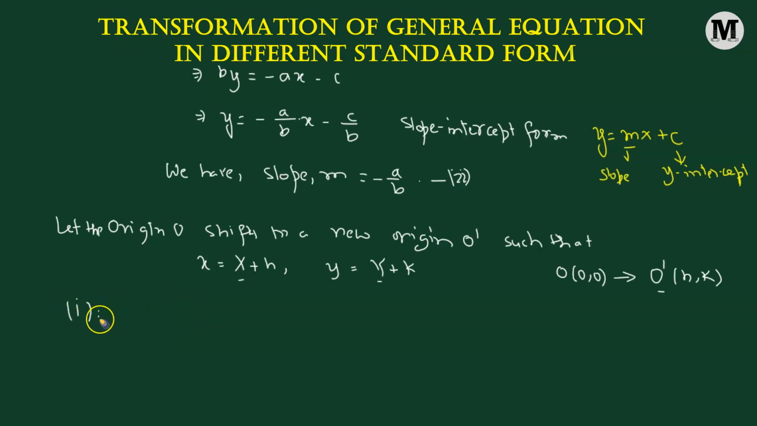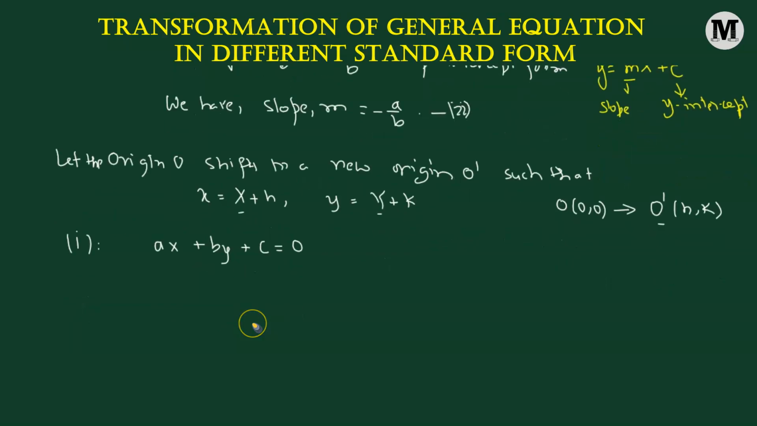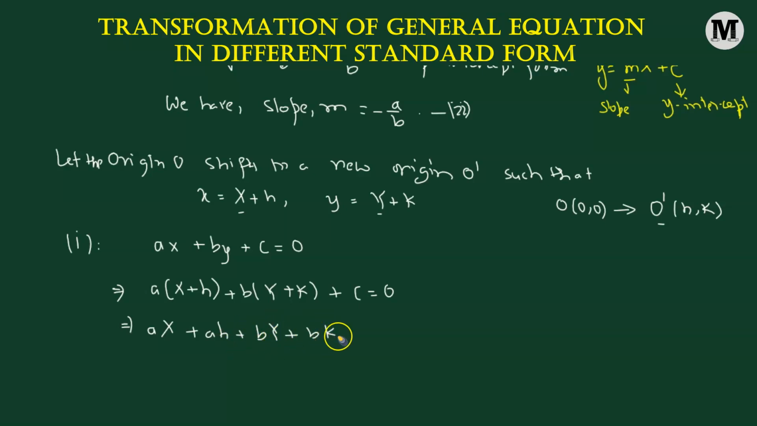In equation 1, we had ax plus by plus c equals 0. That was the equation of the line originally. Now that we have shifted the origin to a new position O prime, we need to change the x values as well. So let's change x to x plus h and the corresponding y to y plus k, plus c, equals 0. This gives us a times x plus a times h plus b times y plus b times k plus c equals 0.